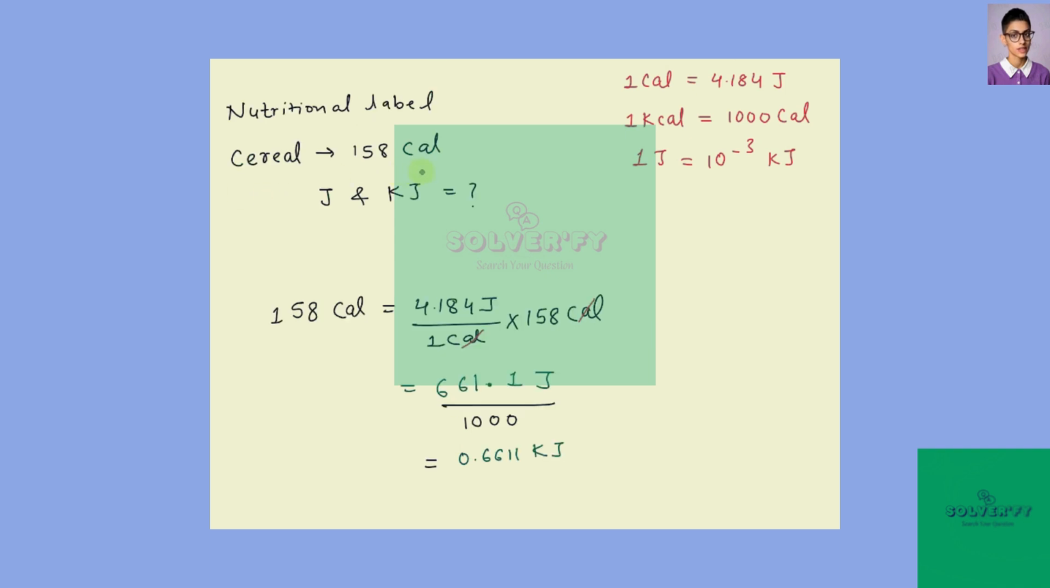In the third part, we need to convert 158 calories to joule and kilojoule. For this, we know this conversion factor, and on solving this, we are getting 661.1 joule and 0.6611 kilojoule.